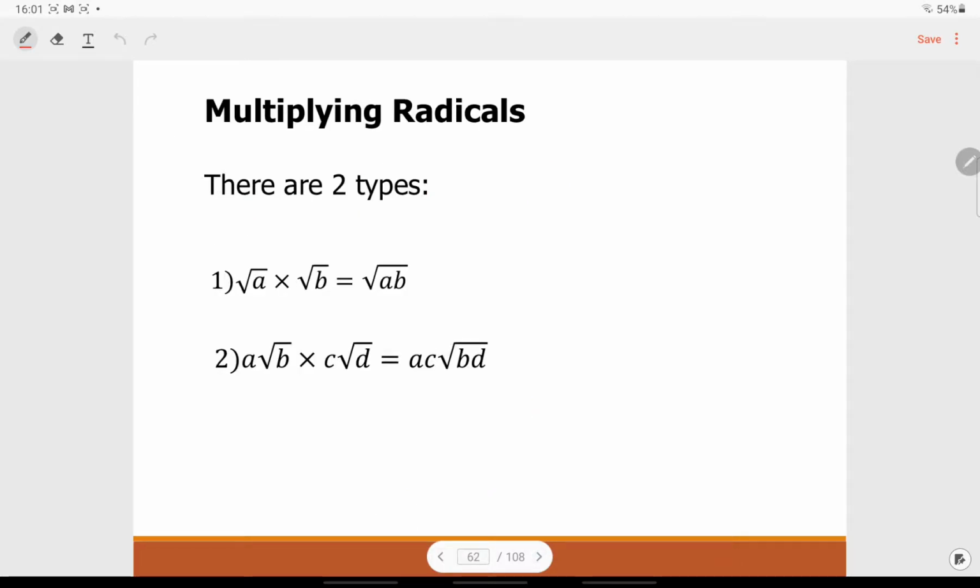Alright, next is about multiplying radicals. There are two types. Okay, the first one is we multiply two different surds, so we come up with this one. Okay, we multiply the radicand, so come up with this surd. And then the second type is we have A surd B times C surd D. So for this kind of multiplication, we multiply the number outside the surd together, and we multiply the radicands together and come out with this simple form, AC multiply with the surd BD.